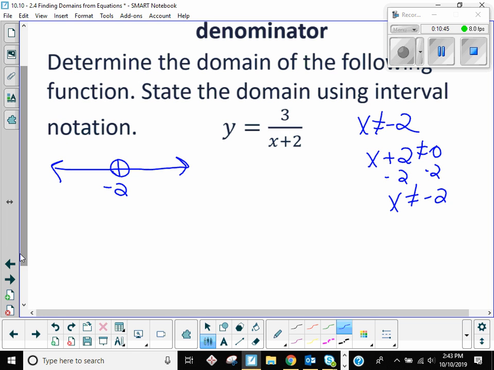So it cannot equal -2, but it can equal everything else. So take a second and write that down in interval notation, because the picture is not the answer. Your interval notation is the answer. So take a second and write that.